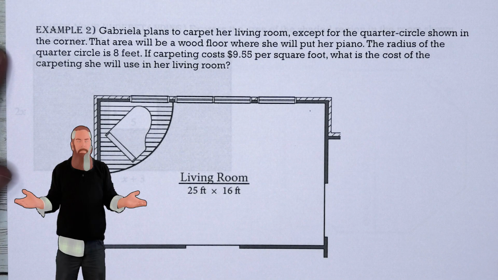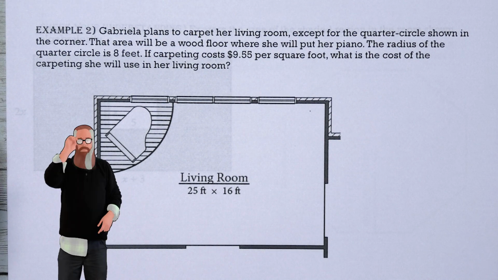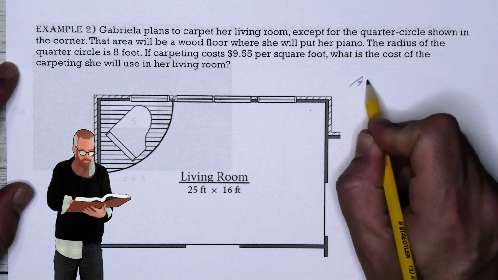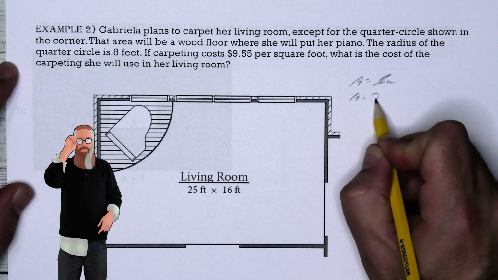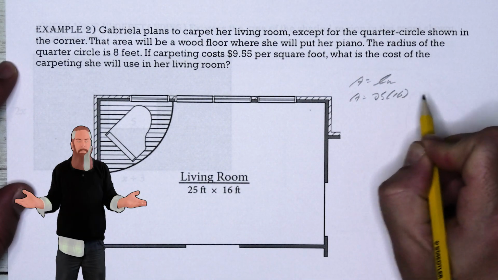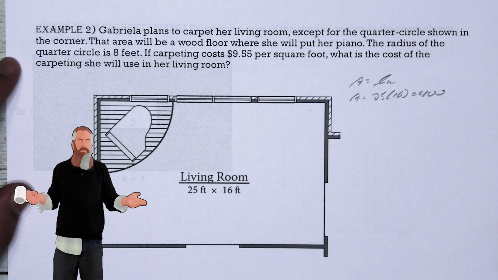To find the area of the entire rectangle and then subtract the area of the quarter circle to find the area of the carpeted section of the room. In this formula, the area is equal to the length times the width, which in this case would be 25 times 16, which is 400. So the area of the room is 400 square feet.